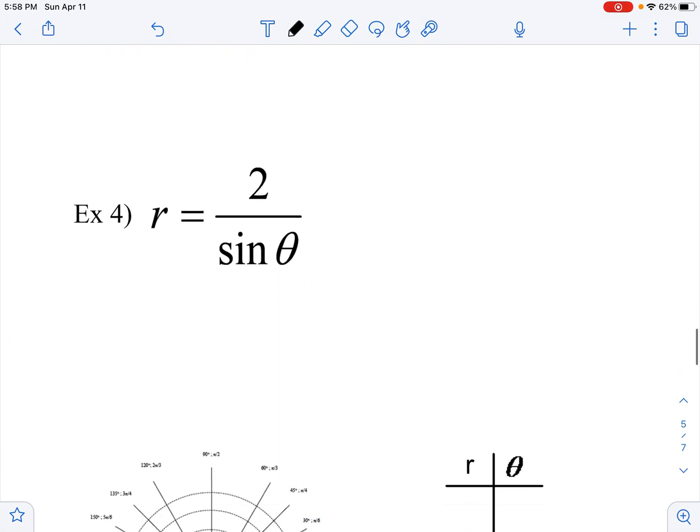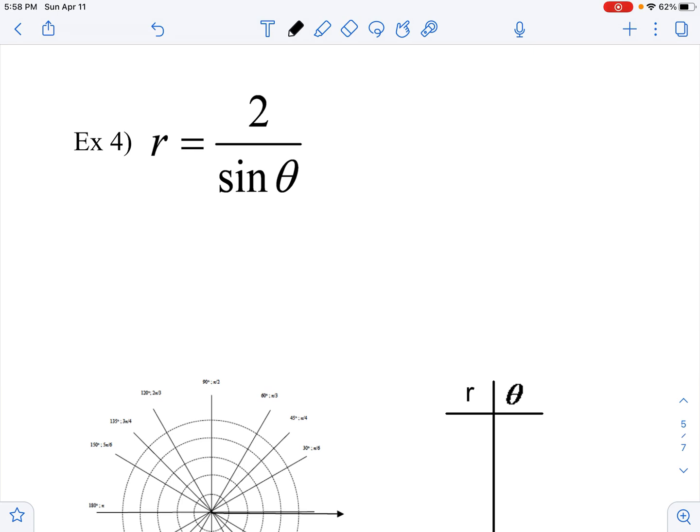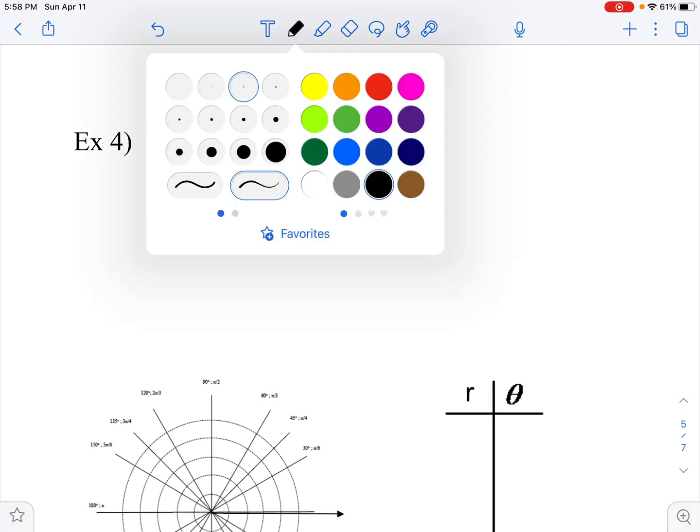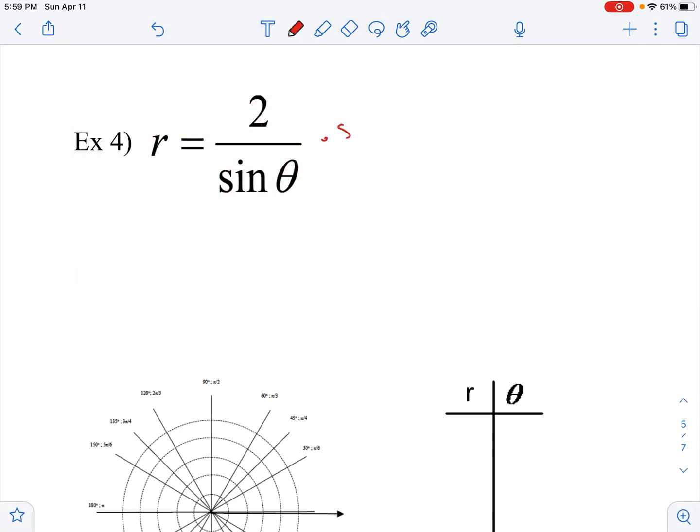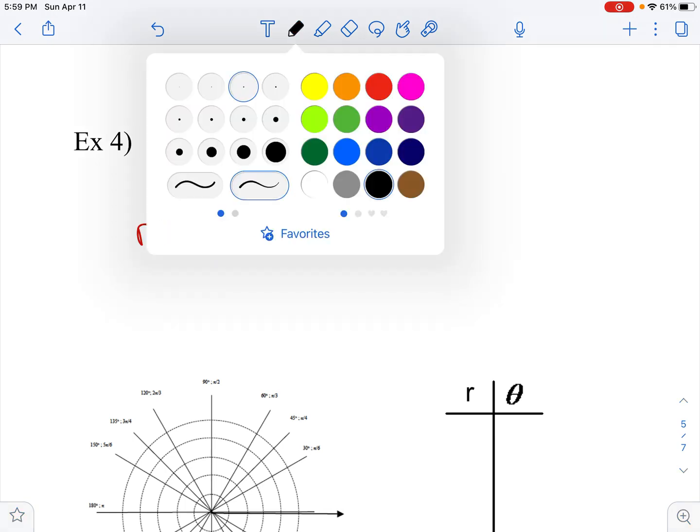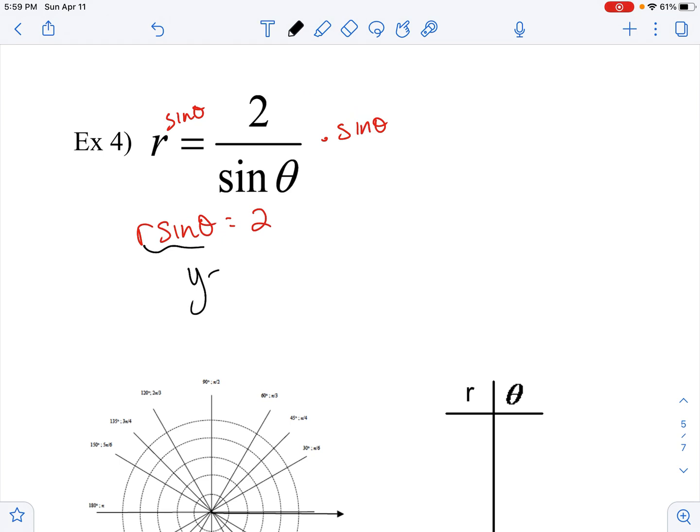All right, let's take a look at another one. This time I've got r equals 2 sine theta. Okay, I don't like the way that looks. I don't like the fraction, so I'm going to multiply both sides by sine. So that gives me r sine theta equals 2. If I'm changing this to rectangular, I know that r sine theta is the same as y. So I've got the equation y equals 2.